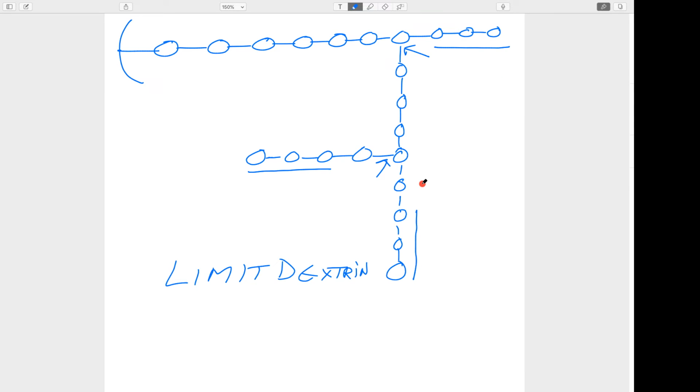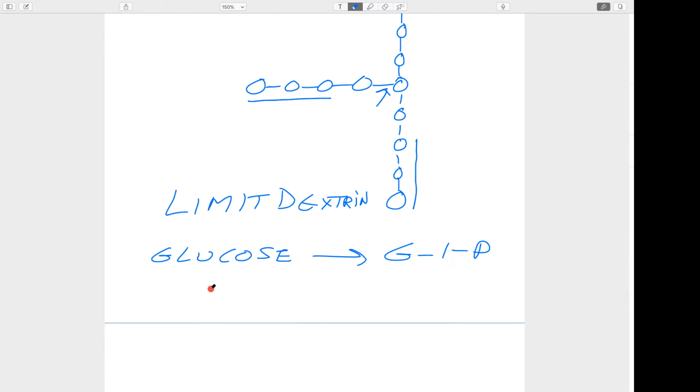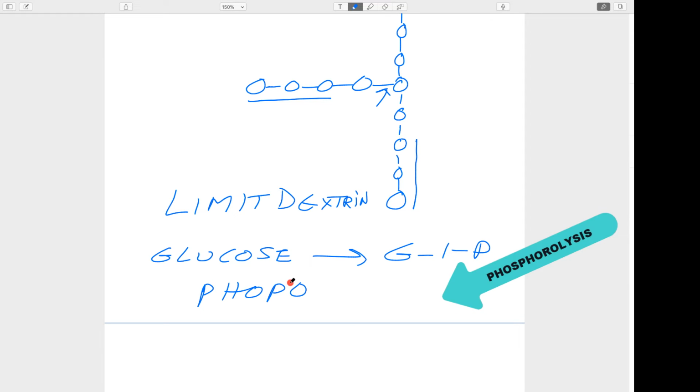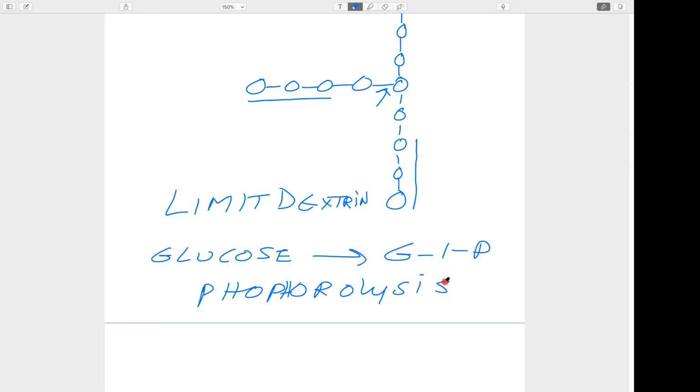The next reaction. What is the next reaction? The removal of the branch point. How is the glucose residue released? Glucose is released as glucose 1-phosphate, not as free glucose. This process is called phosphorolysis. Here inorganic phosphate is supplied and then glucose 1-phosphate is released.